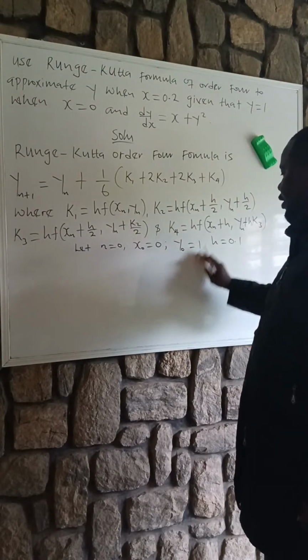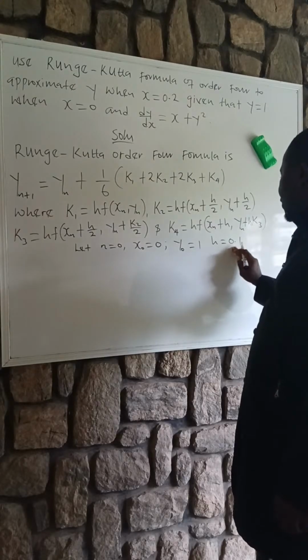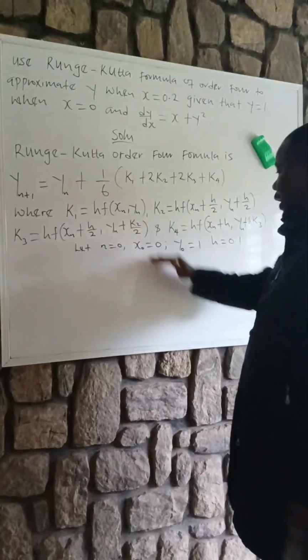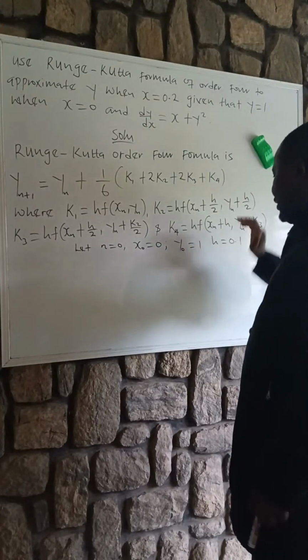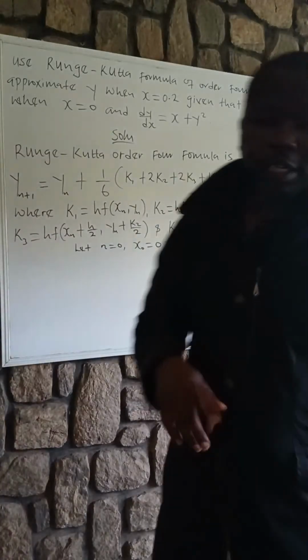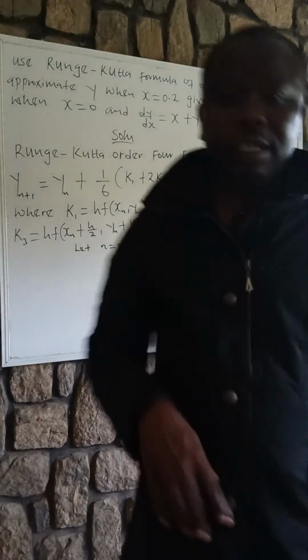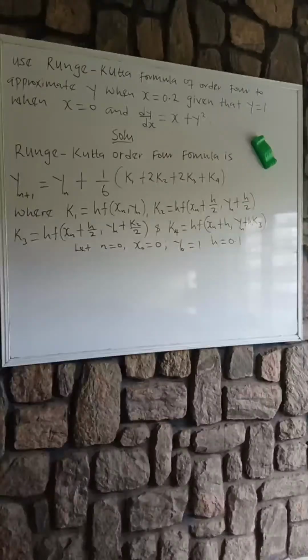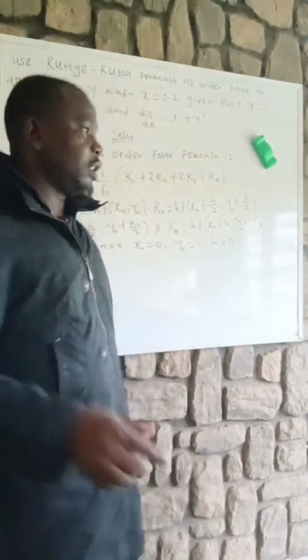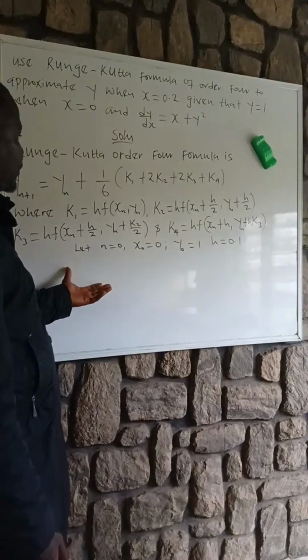x naught equals 0, y naught equals 1, h equals 0.1. I know you don't understand why this, and this. I'm going to break it down for you. Is that clear? Do you understand? I'll be very glad. Okay, it's okay. So let's look at it together.